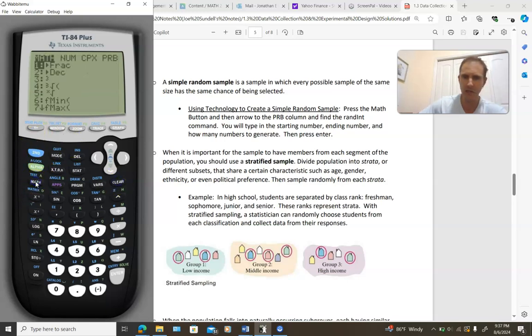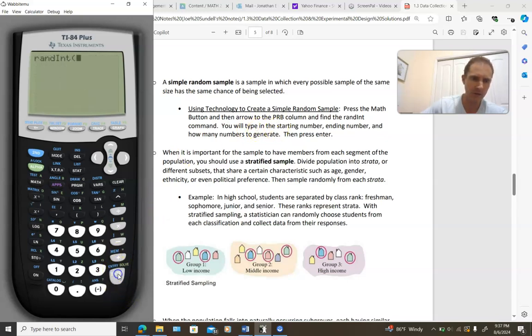You're going to hit this math key, and then you're going to scroll over to the probability column. That's this fourth column right here. You're just going to go to the right, and then scroll down until it says, I think it's this random integer. Yeah, random integer. And then what you're going to input is a starting number and an ending number, and then how many numbers to generate.